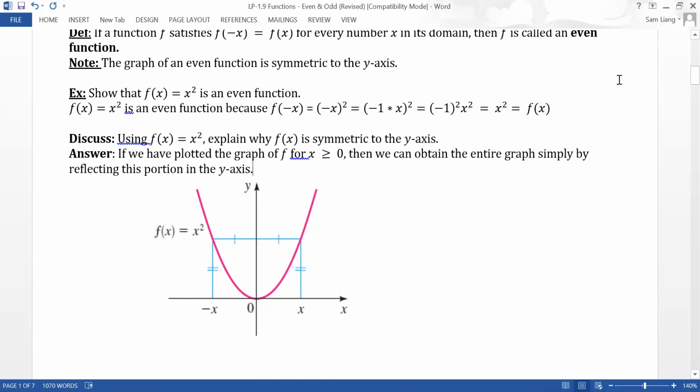All right, I'm going to move on to odd functions. For that, I'm going to go back to the slide for the definition. But if you need to copy any of this, please pause the video here.